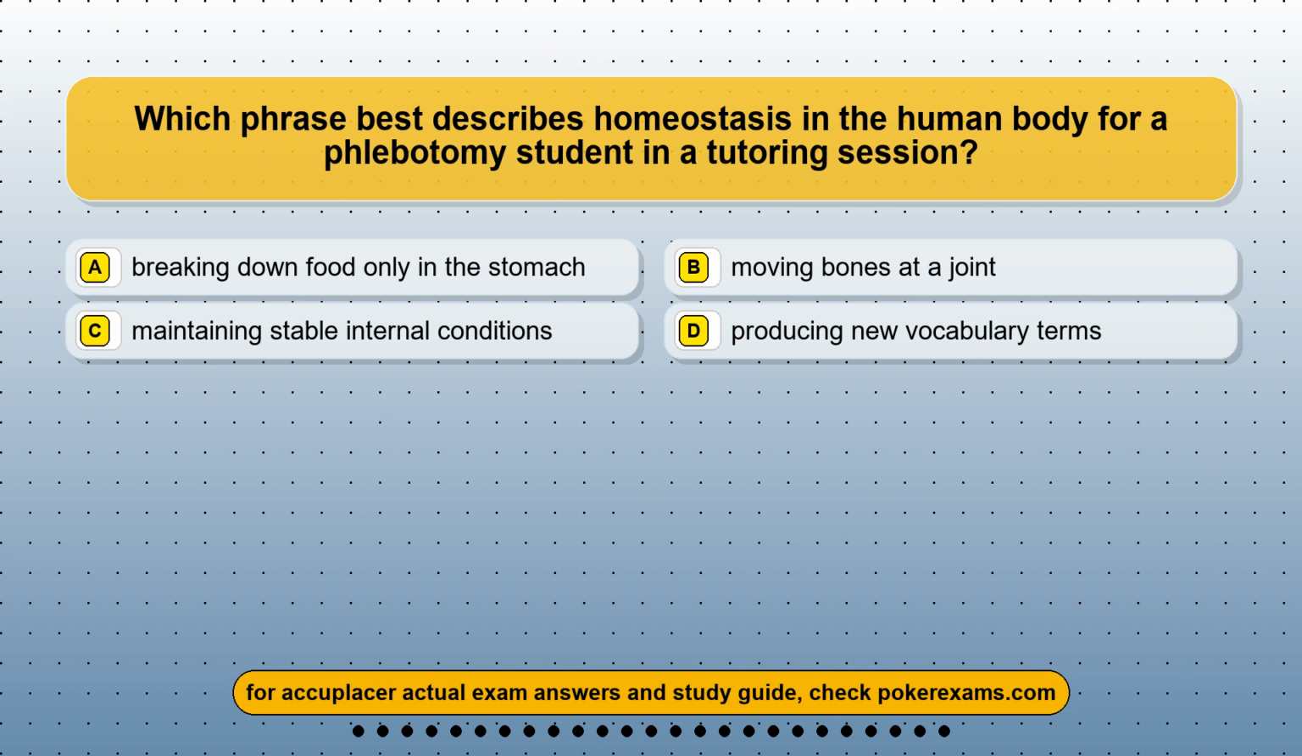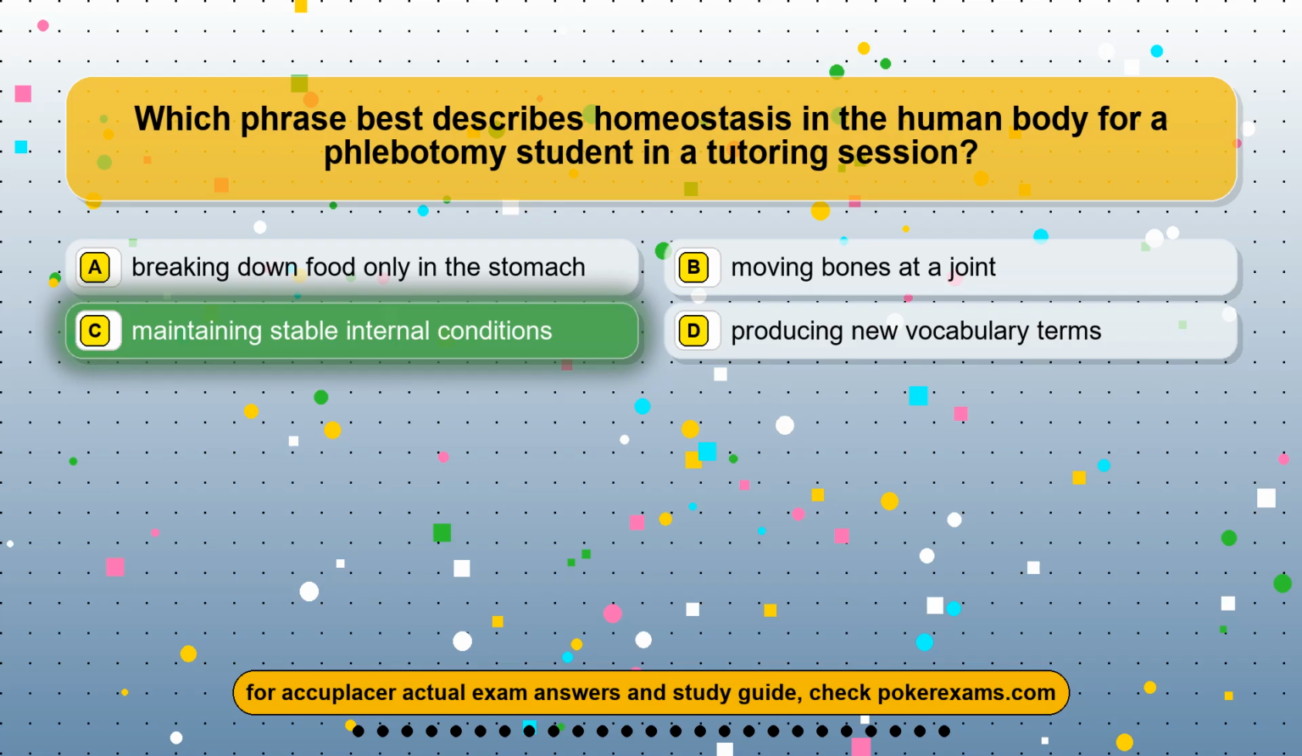Question 12. Which phrase best describes homeostasis in the human body for a phlebotomy student in a tutoring session? Option A. Breaking down food only in the stomach. Option B. Moving bones at a joint. Option C. Maintaining stable internal conditions. Option D. Producing new vocabulary terms.